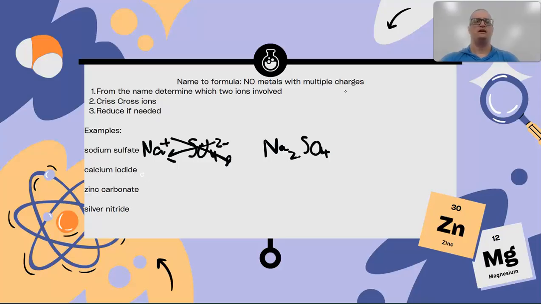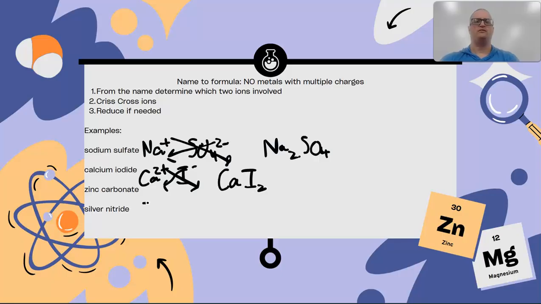Next one, calcium iodide. So calcium is a 2 plus charge. Iodine has a minus charge, 1. So 1 comes down here, 2 comes down here, so therefore we have Ca. Just like in math, we don't write the 1. And then iodine, the 2 came from the calcium, so CaI2.